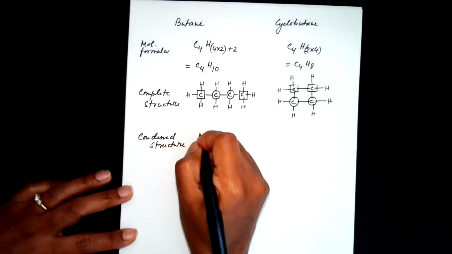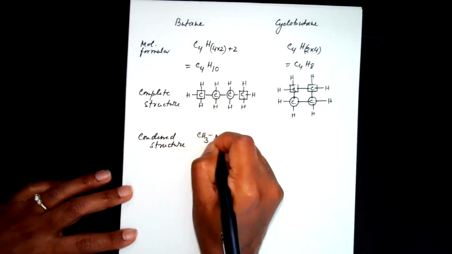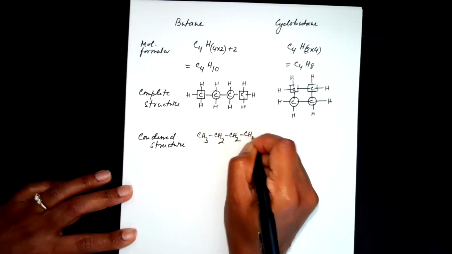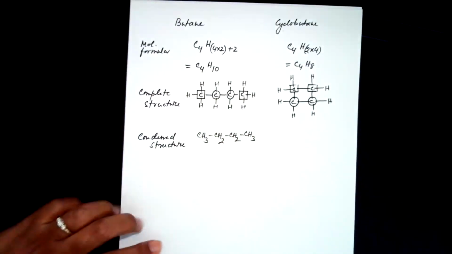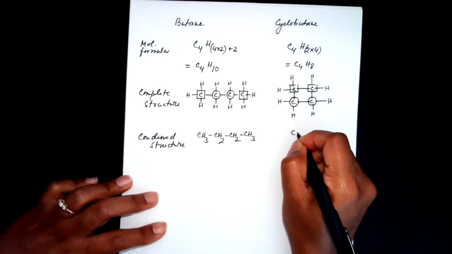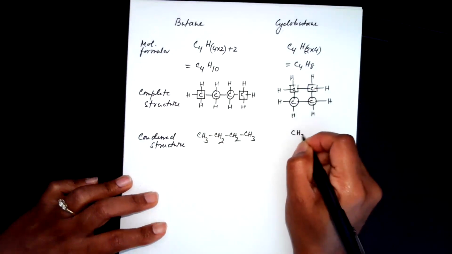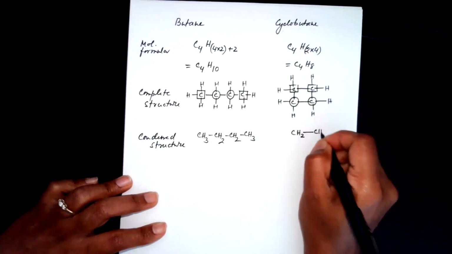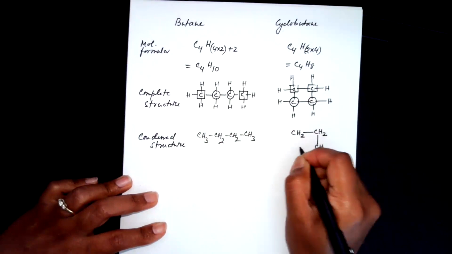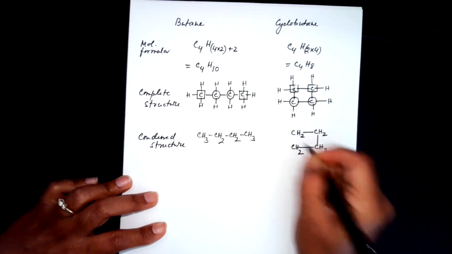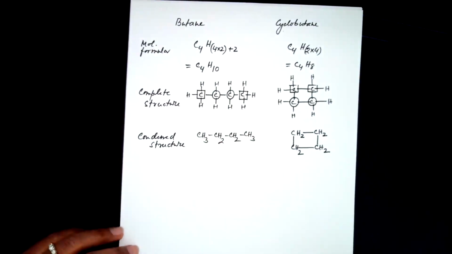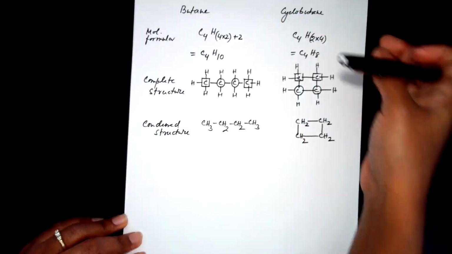If I were to draw the condensed structure, then I would have to write CH3, CH2, CH2, and another CH3 for butane. And for cyclobutane, again, keep the cyclic version of the molecule intact and write down what is with your carbons. So CH2, CH2, another CH2, and a 4th CH2, and these 2 join together. But now it's in the form of a cyclic molecule or a ring.